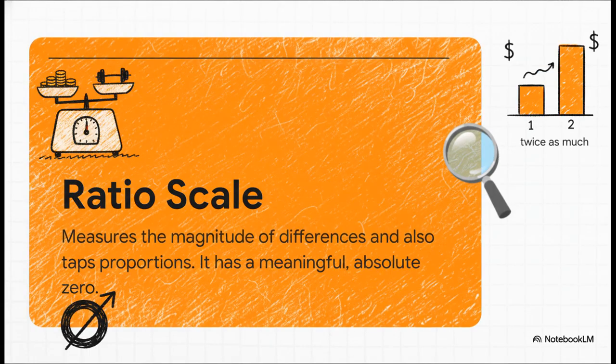And finally, we have the most powerful tool in the whole kit, the ratio scale. This has everything the others do, plus the real game changer, a true absolute 0. Think about things like weight or money. $0 means you have literally no money. 0 pounds means something has no weight. Because that 0 is real and absolute, we can finally make those proportional comparisons. Someone earning $100,000 a year really does earn twice as much as someone earning $50,000.